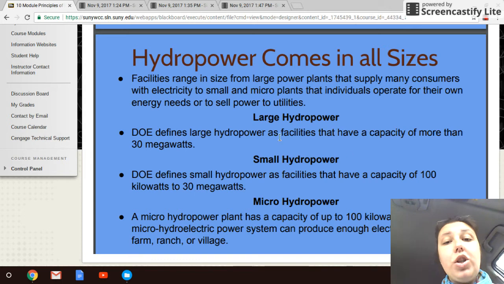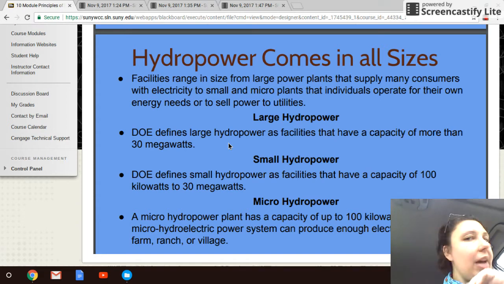Large-scale hydropower facilities are facilities that are producing more than 30 megawatts annually. So this is yearly. The Department of Energy, DOE, defines large hydropower systems as being anything over 30 megawatts. Then it skips medium, so don't pick medium when I ask you this multiple choice question.